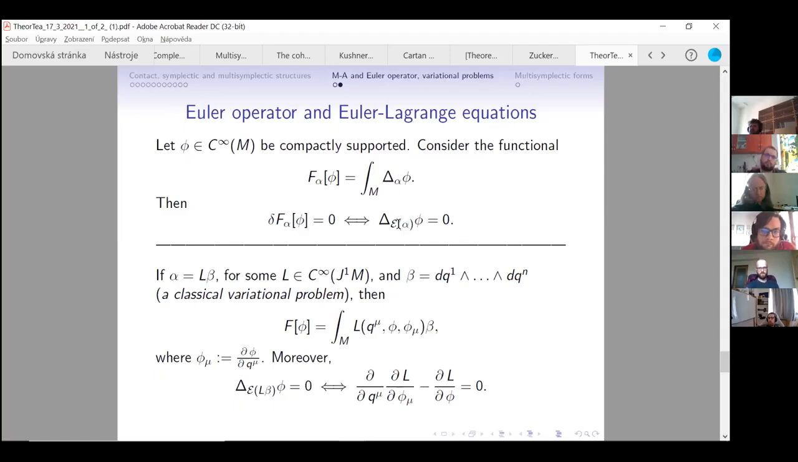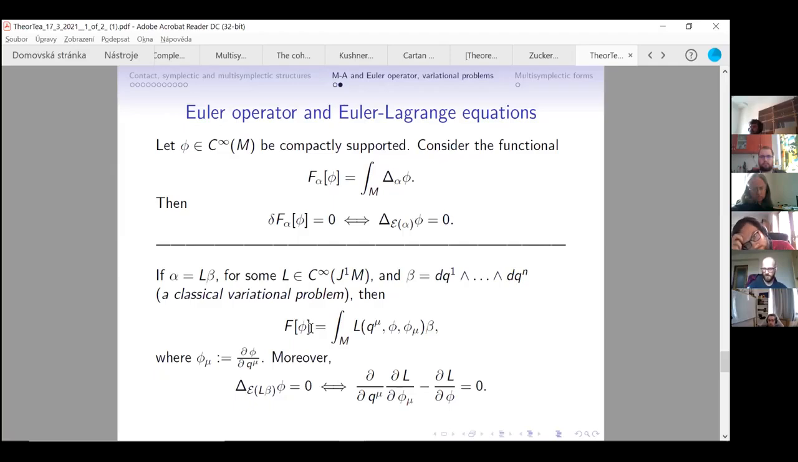And the interesting fact about the Euler operator is that phi will solve the variational problem arising from F if and only if it will solve the equation given by the image of alpha under E, the Euler operator.